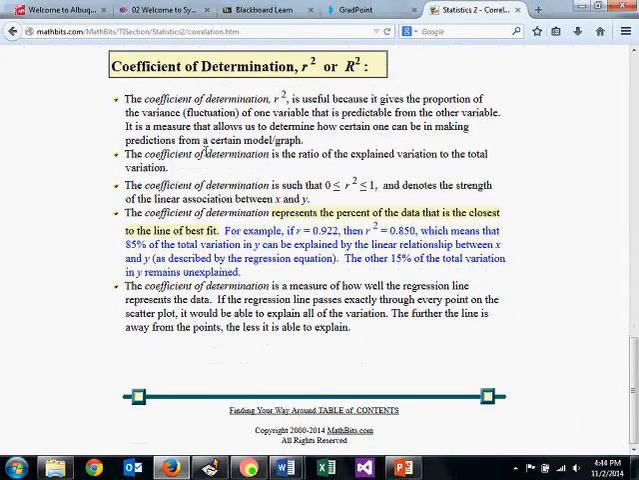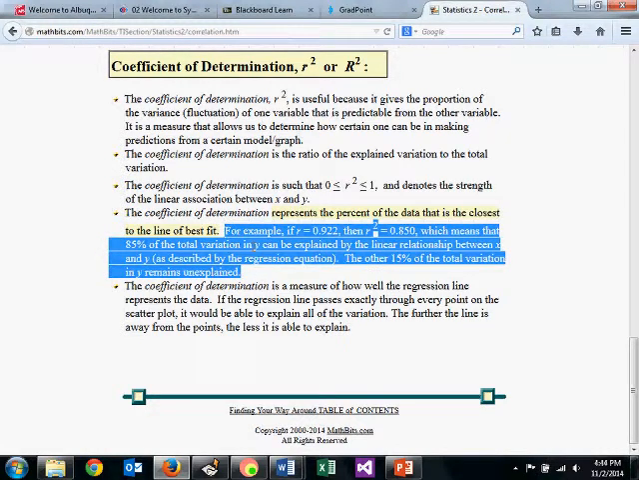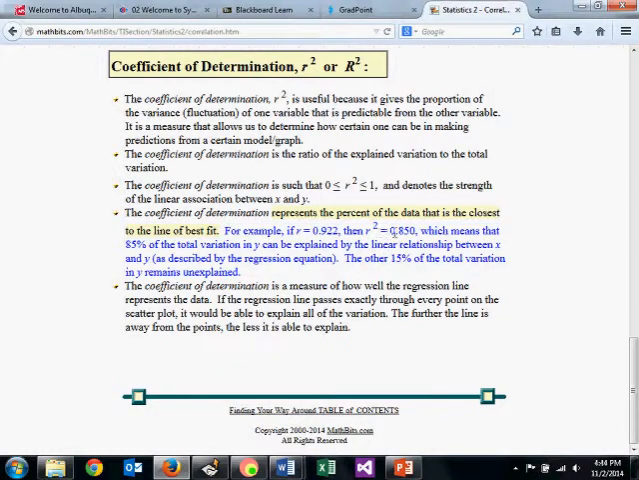What is r squared? R squared, I really like this blue here. It says, for example, if r equals 0.922, and if we square that, we get r squared, which is 0.850. Well, what does that number mean? Well, it says that if we convert that to a percentage by moving that decimal 2 places, we now have an 85% of the total variation in y can be explained by the linear relationship between x and y. The other 15% in this particular case is not explained.